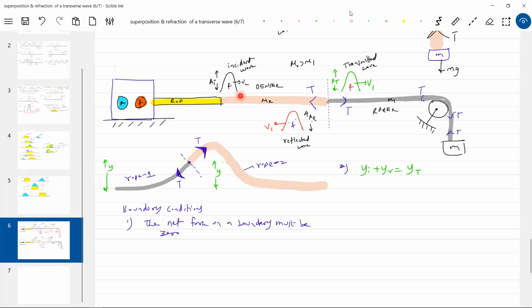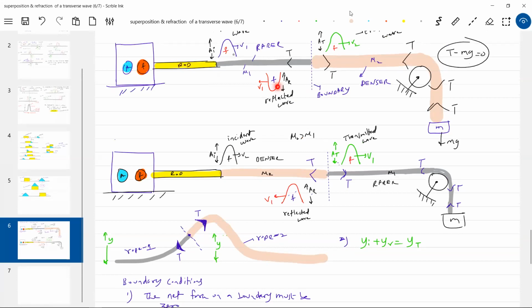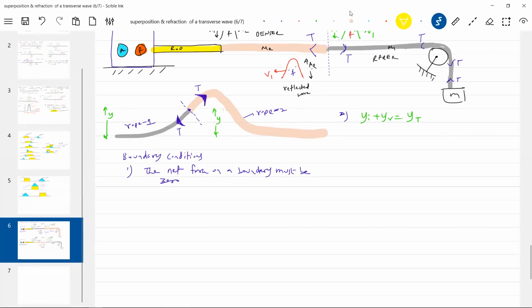Sir, both are erect. Okay, you took positive. One erect, other inverted, so it should be negative. I think I'm saying algebraic sum. Huh? It is an algebraic sum. So what is that plus sign?